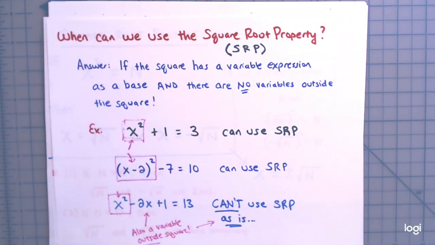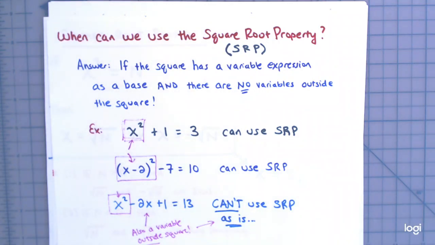So that's what I'm looking for in this video, in these examples. First of all, is there a square, and is there a variable inside that square? Is there a variable in the base? And is there any variable outside that square? If there is a variable outside the square, I can't use the SRP right away. There's something I can do in a later video, but for right now we'll just say we can't use it.